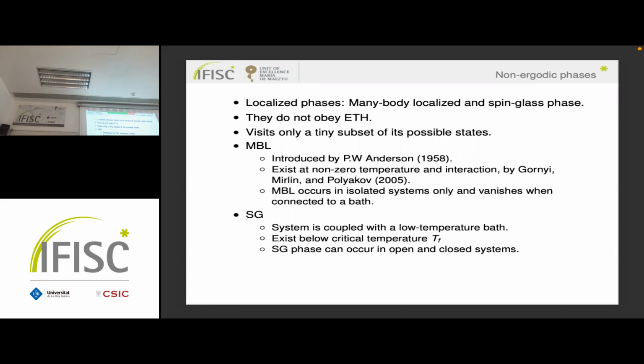The spin glass phase, on the other hand, came into existence when the system is coupled with a low temperature bath and below a critical temperature, which is known as the freezing temperature. The interactions simultaneously try to minimize the energy, and the system ends up in many low energy states with huge energy barriers between them. The energy barriers are proportional to the system size. And like the MBL phase, this phase exists in both open and closed systems.